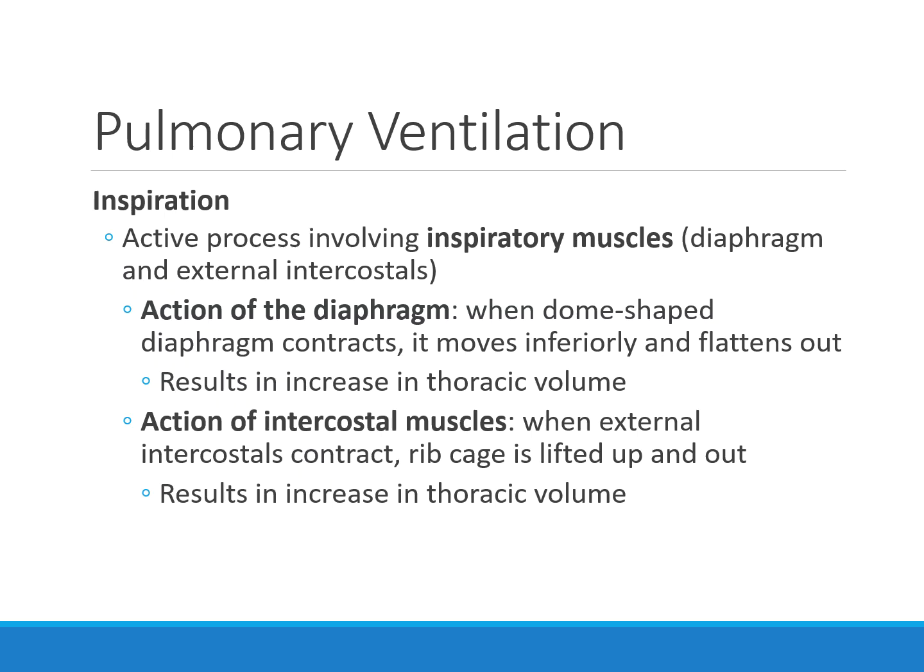The diaphragm at rest is dome-shaped. When it contracts, it flattens out, and when it flattens out, it increases the volume of the thoracic area. When it is relaxed, it decreases the volume of the thoracic area. When the external intercostals contract, the rib cage is lifted up and out, and of course, that's going to increase the volume as well.